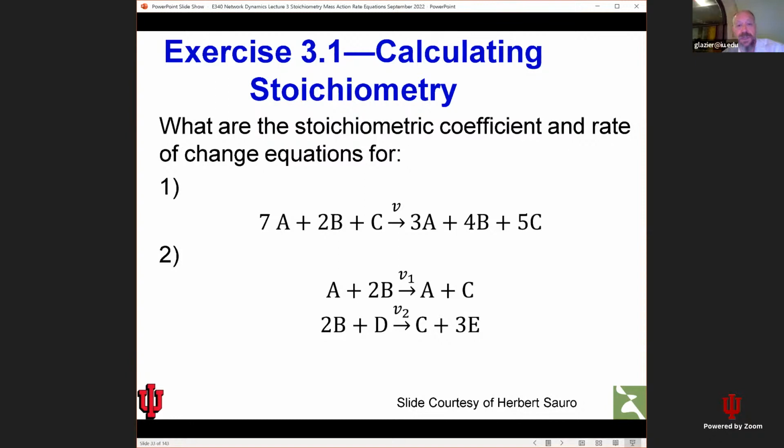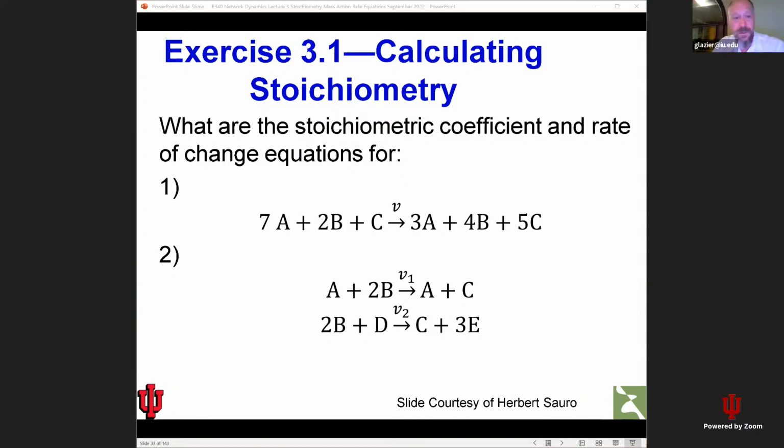So let's do that just as an exercise together. Suppose that we have these 2 sets of reactions. Why don't we just write down the stoichiometric coefficients and the rate of change for the species for these 2 examples. In the first one we have A, B, C, just 3 species, so that's not so bad. The second one we have A, B, C, D, and E, so you have 5. It's a little tedious. So why don't we just spend a few minutes doing that?